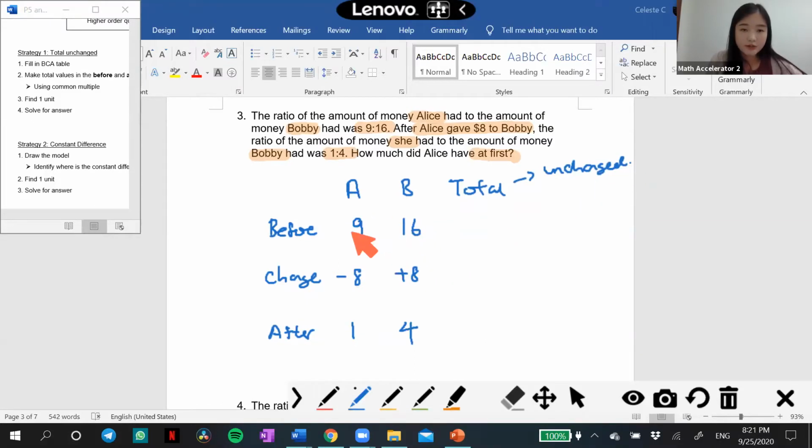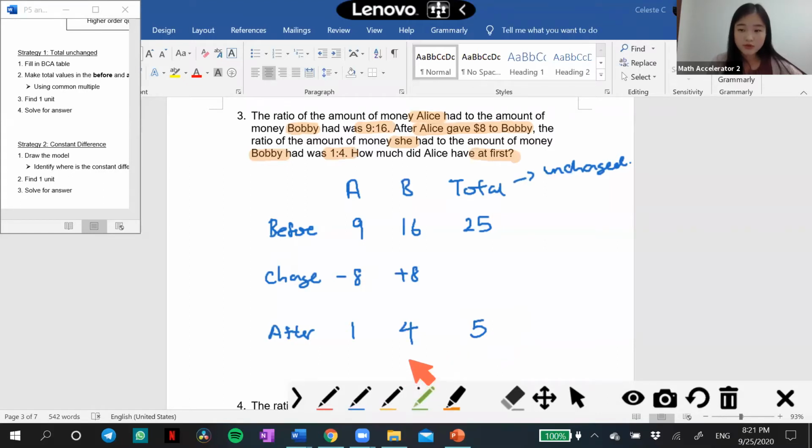Right, so let's find out what is the total here. 16 plus 9. How many units for the total? Okay, thank you, Aiman. 25. Right, and then at the end, 4 plus 1, 5. Okay, thank you, Syed. 5. If total is unchanged, that means that your total before and after has to be the same number. Are they equivalent now? No.